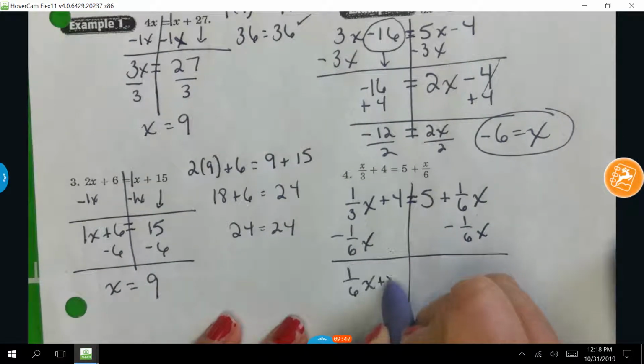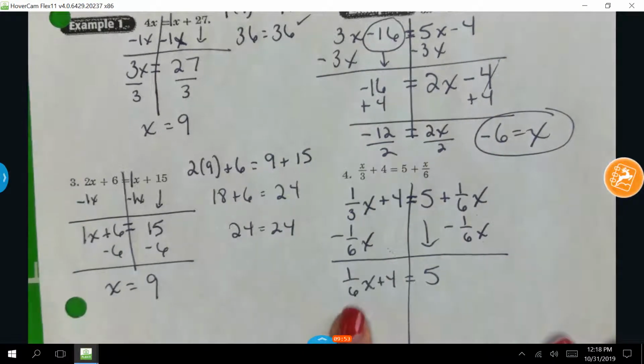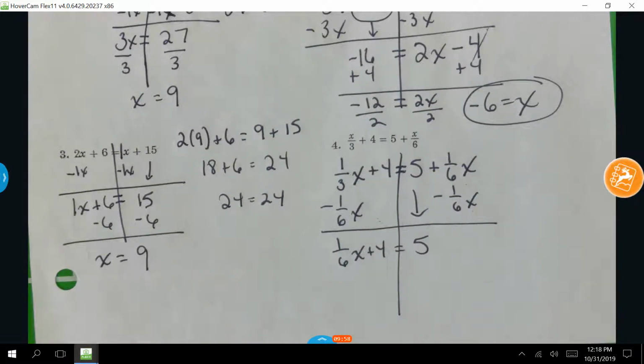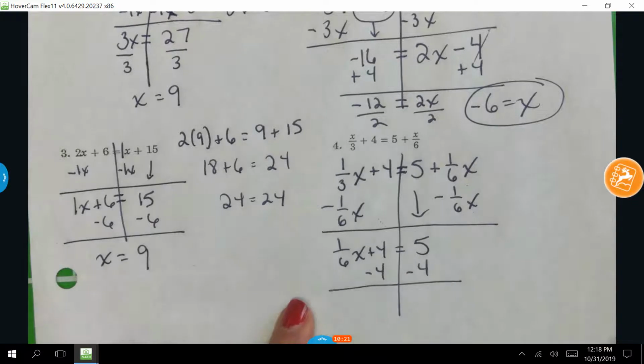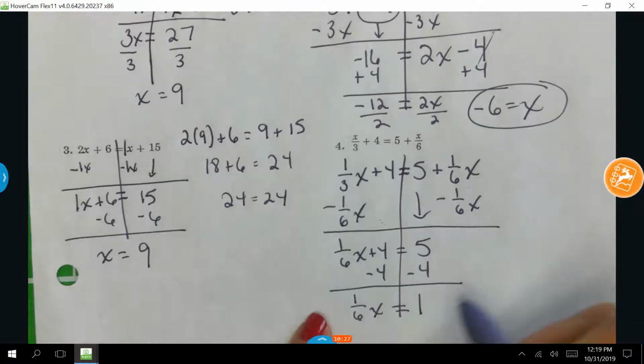1/6 x plus 4 equals, bring down the 5. Your variable term is on the left, so what do we move? We don't know what to move? Minus 5. The 5, well, if we subtract 5, we're left minus 4. Right. What happens is if you move the 5, there's nothing left over here. So you have to move the 4. And how do we move a positive 4? Yes. So bring down 1/6 x equals 1.